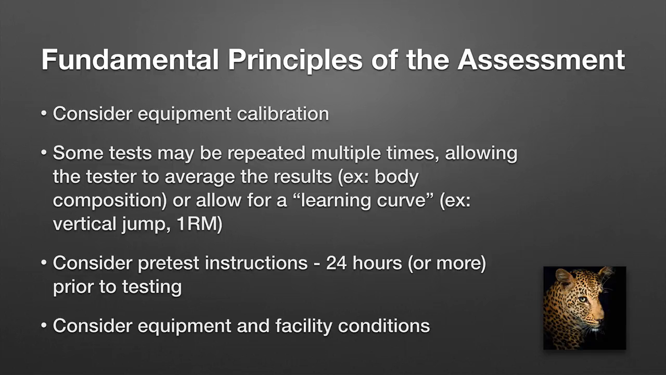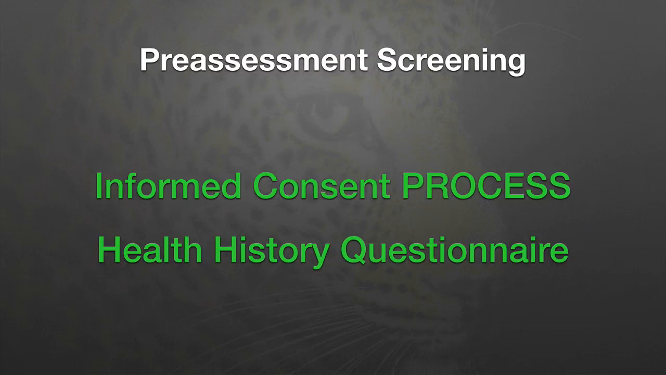Consider equipment and facility conditions. So if you're going to test an athlete, for example, say if you want to test an athlete's aerobic capacity at altitude, their aerobic capacity is going to be much lower than if you were to test them at sea level. So their aerobic capacity in Colorado might be scored at a certain VO2 max, but down at sea level they might have a much higher VO2 max or aerobic power. So consider the facility conditions and such, and consider cold and heat as well.